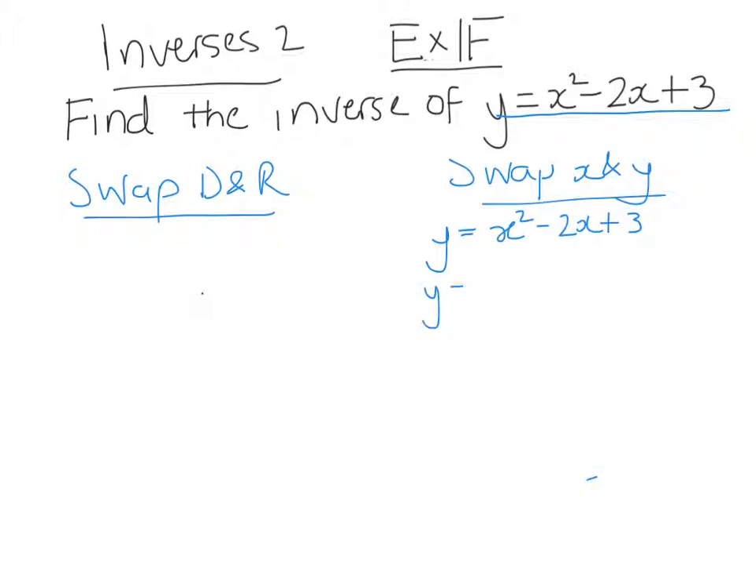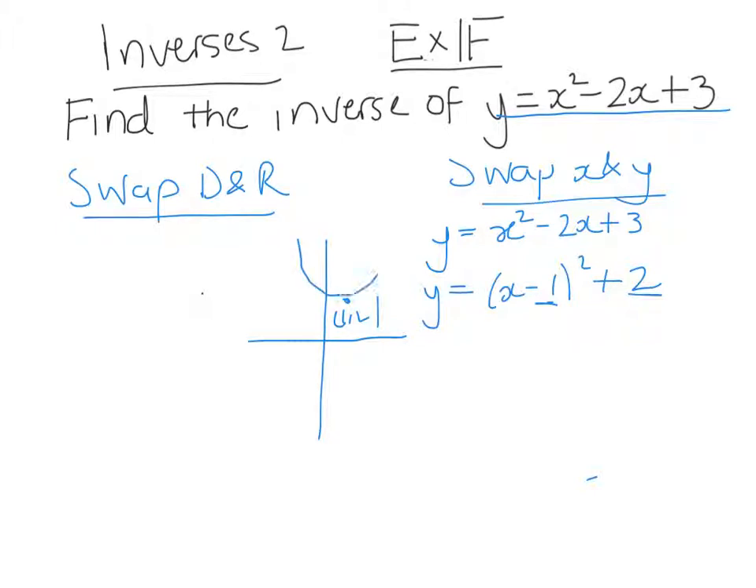So if we have y equals x minus 1 squared plus 2, that's completing the square. If we were to sketch that, we know that the turning point would be at 1, 2, up there. So it would be down like that and up like that. Now the problem is that we can't find the inverse of this, because if you're going to find the inverse of a function, it's got to be a one-to-one function.